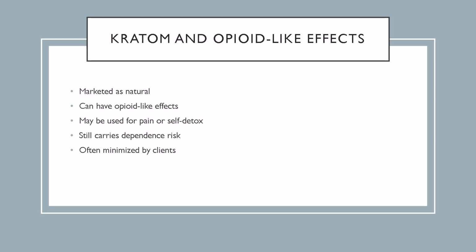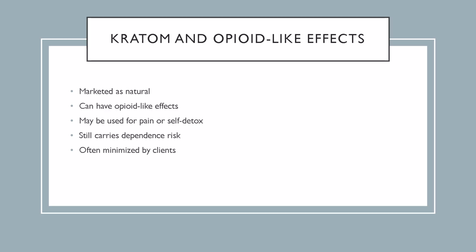I do want to talk about kratom for a second because this is worth including in this lesson. A lot of clients don't look at it as an opioid-related substance, even though it does produce opioid-like effects at higher doses. And it's marketed as natural or herbal, and that leads a lot of people to assume that it's automatically safe. And in reality, kratom can affect opioid receptors, and it may be used by clients for pain relief or its various mood effects, or maybe they're attempting to self-manage their withdrawal.